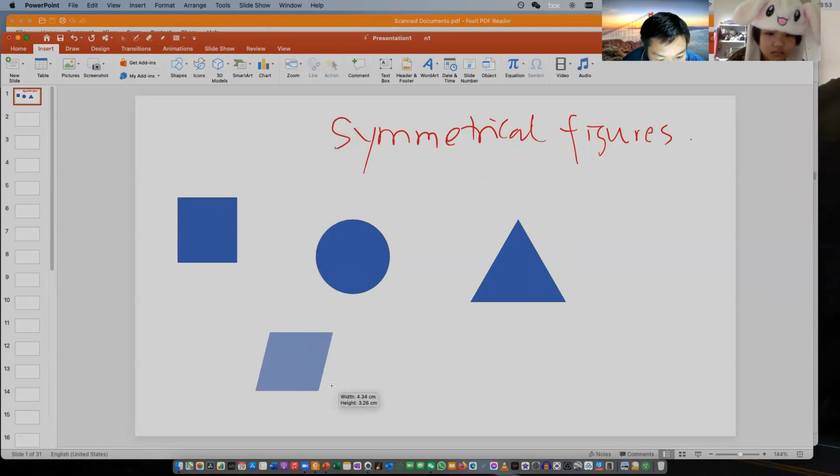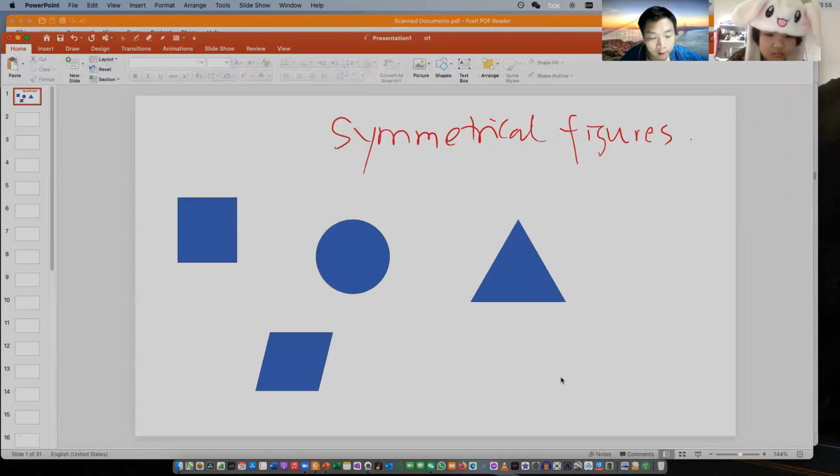Okay, so I guess these are the various common shapes you get. There's only one that's not symmetrical. Oh, never mind, that one is also symmetrical. So these are the common shapes you get. The number one question we ask ourselves is whether these are symmetrical figures. So how do we decide? In half.